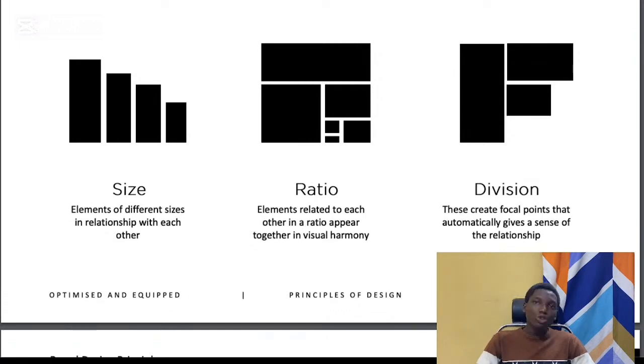So you notice that this is actually linking us back to what you've learned before. The ratio is elements related to each other, appearing together in visual harmony. This shows us that in everything we are going to do, in this ratio element of design, compared to scale and proportion, it needs to be put in a way that is harmonized. It ought to have a harmonious form.